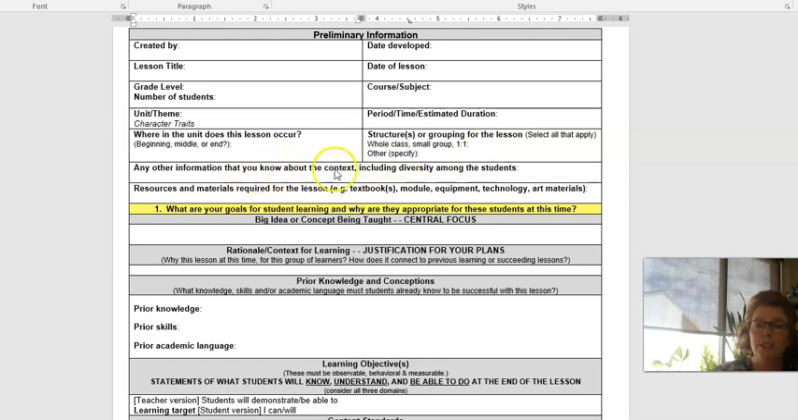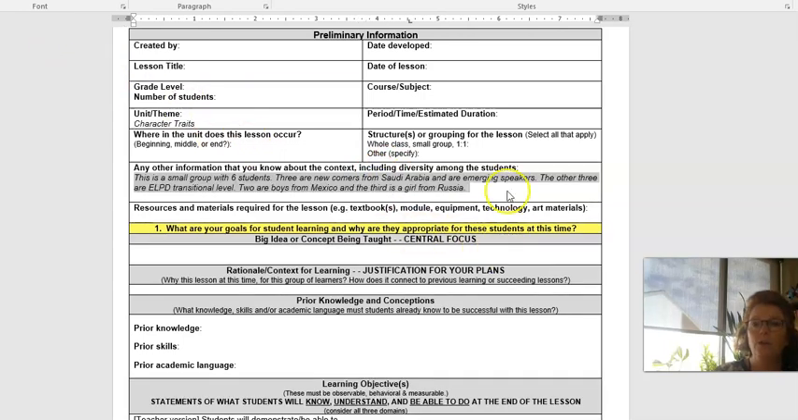This next section is important when it talks about diversity. This we need a lot of details about your particular students. So here I say it's a small group, 6 students. 3 are newcomers from Saudi Arabia, emerging speakers. The other 3 are ELPD transitional levels. 2 boys are from Mexico, and the 3rd is a girl from Russia. So there's a little bit of details about your students.